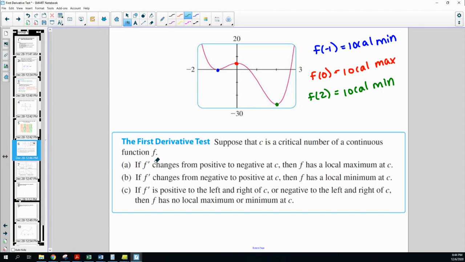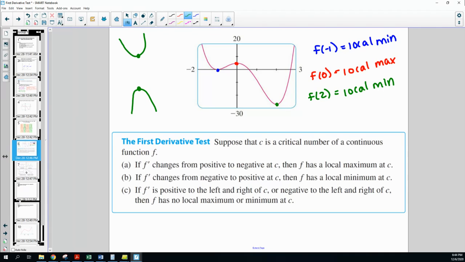So just think about it. If f prime, if the slope is changing from positive to negative, so here's a slope positive, and then it changes to negative slope, here you have a maximum, right? So that's a local maximum. If f prime changes from negative to positive, so slope of negative, and then it changes to positive, okay, here you're going to have a local minimum. Okay, and if it doesn't change at all, then it's neither a local max nor a local min.